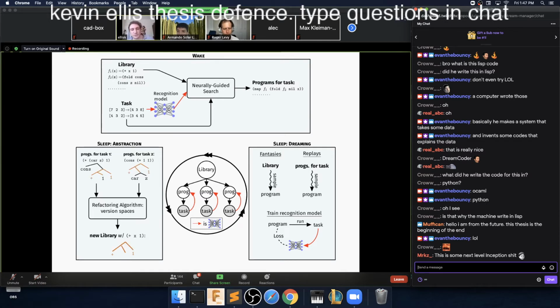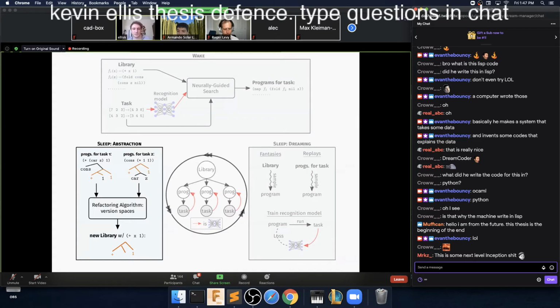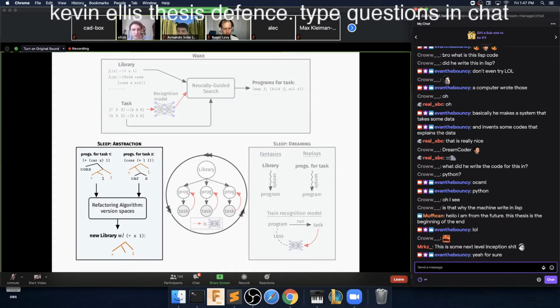During the abstraction phase of sleep, we grow out our library by refactoring programs found during waking. So this step here really leans critically on some cool ideas from the programming languages community. So I wanted to walk through this step in detail to explain how it actually works. How do we grow out that network of functions?